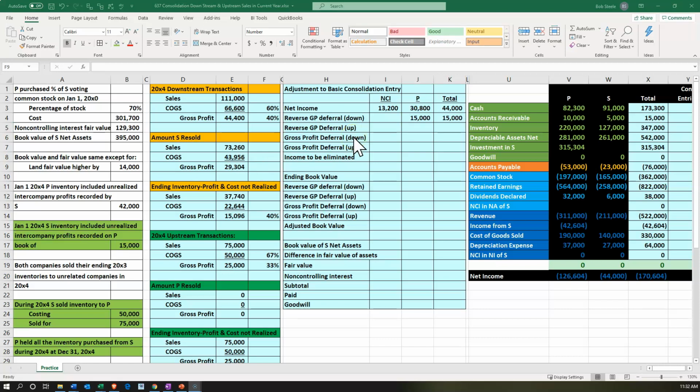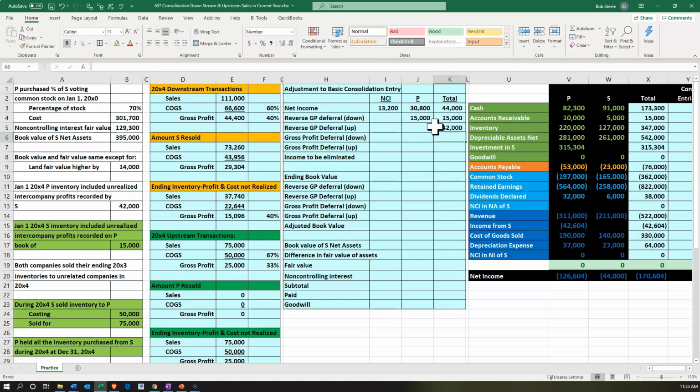Next, we have the reverse gross profit deferral up. That's going to be this item in our data, January 1st, 20X4, P's inventory. So now we're talking about P's books as of the beginning of the year, included unrealized intercompany profits recorded by S. So now this is something on P's books, which was a transaction that must have happened last year. So it went from S to P, subsidiary to parent, therefore an up transaction. And so we're going to record this at the 42.